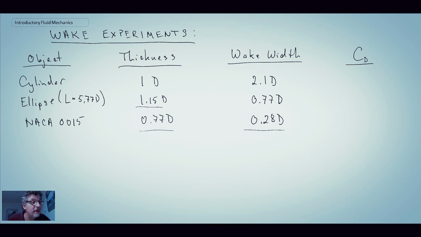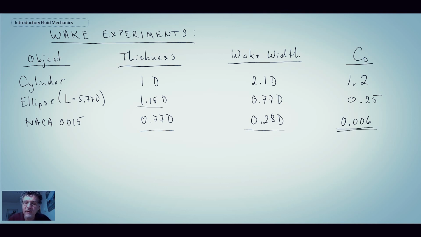So looking at the drag coefficients now, we've already seen the cylinder. The cylinder has a drag coefficient of 1.2. The ellipse that we looked at has a length to thickness ratio of 5, and experimentally those have been determined to have a drag coefficient of 0.25, so significantly less than what we saw with the cylinder. And then going to the NACA 0015, we saw 0.06, so really low.